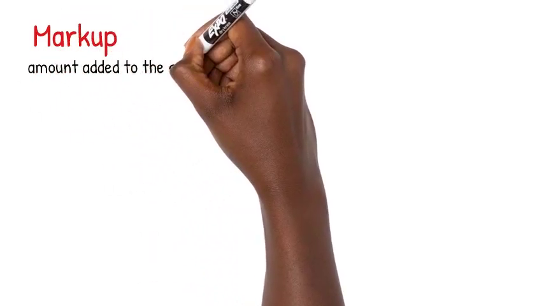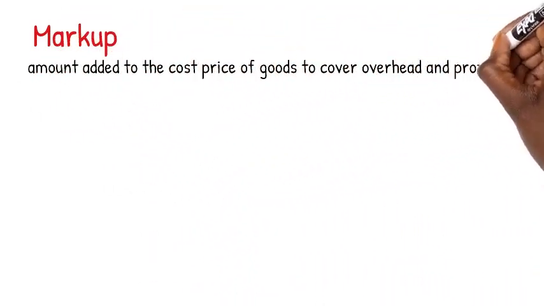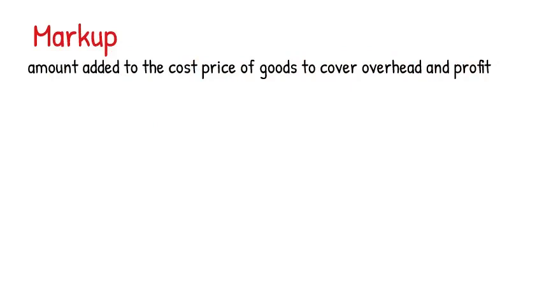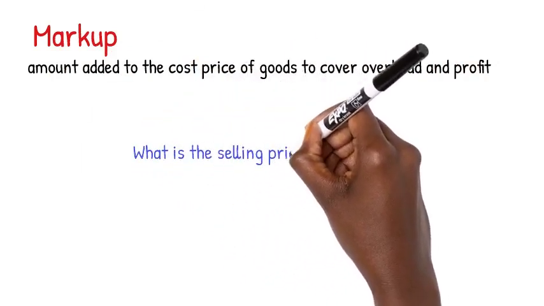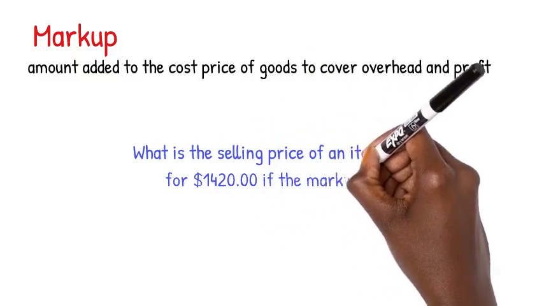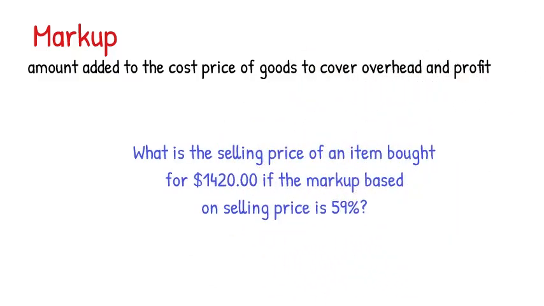Markup is the amount added to the cost price of goods to cover overhead and profit. So for example, you could figure out the selling price of an item bought for $1,420 if the markup on the selling price is 59%.